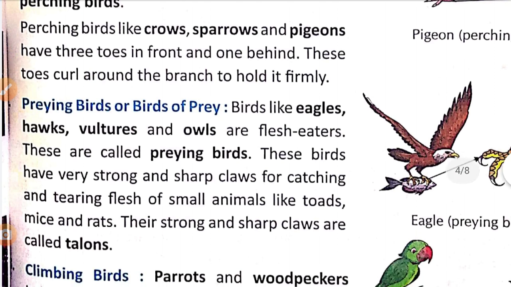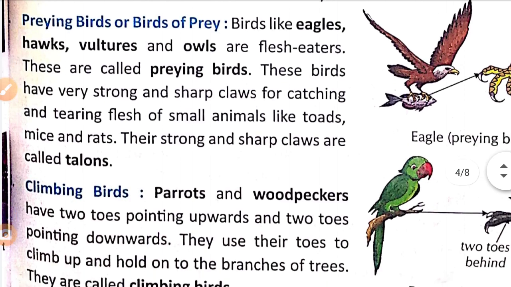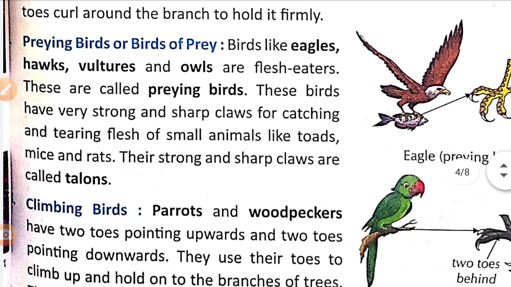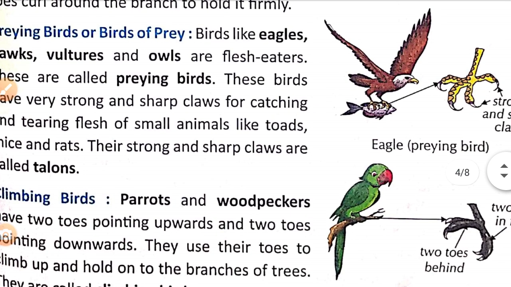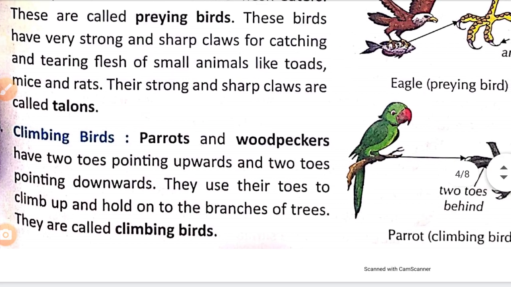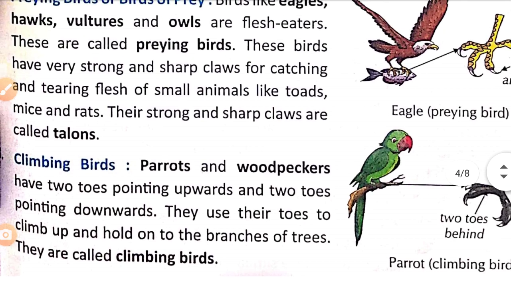Next, preying birds or birds of prey. जैसे कि हमने देखा है प्रेइंग बर्ड्स कौन से होते हैं, काइट्स, ईगल, वल्चर, these are the preying birds. Birds like eagles, hawks, vultures and owls are flesh eaters. These are called preying birds. These birds have very strong and sharp claws for catching and tearing flesh of small animals like toads, mice, and rats. Their strong and sharp claws are called talons.